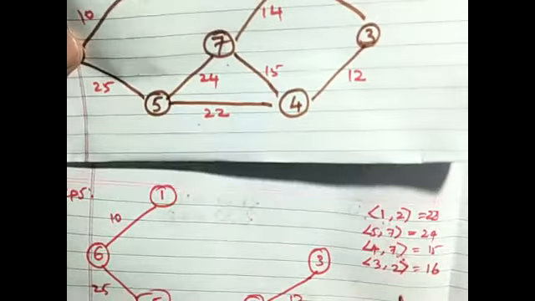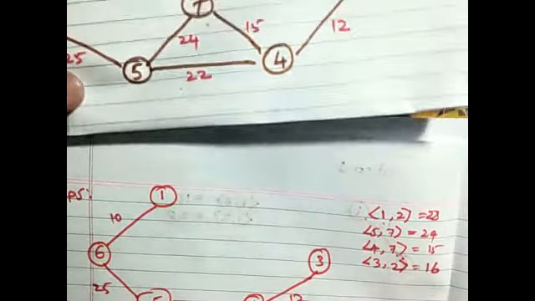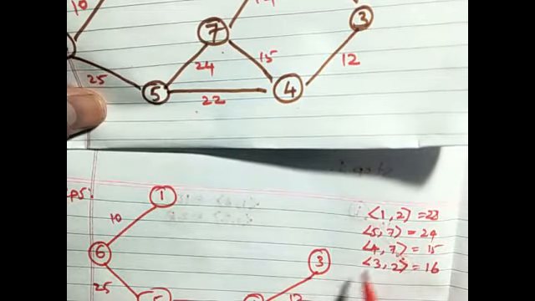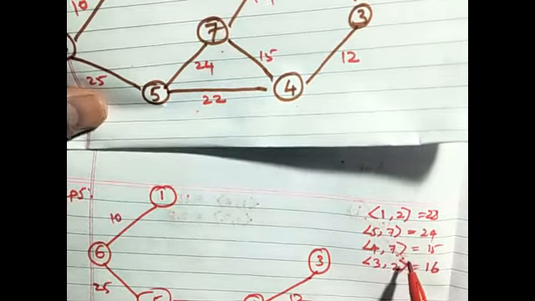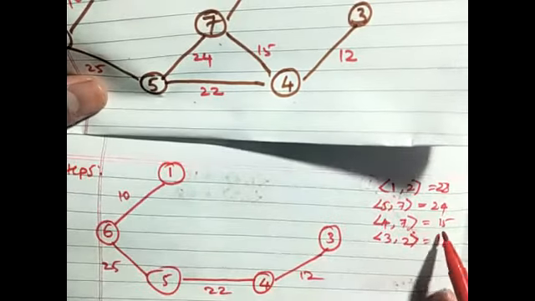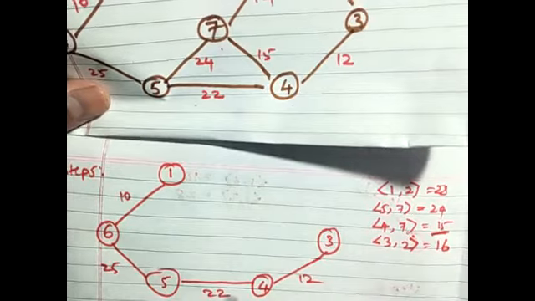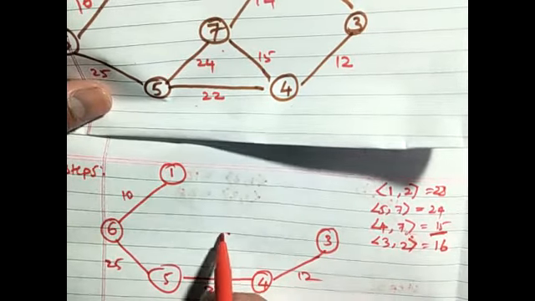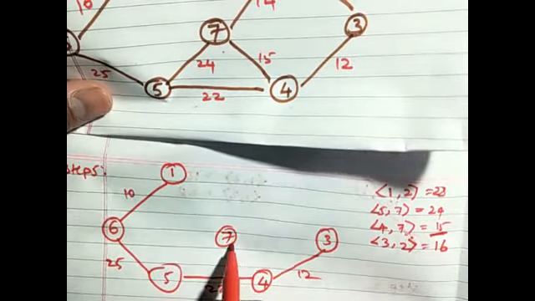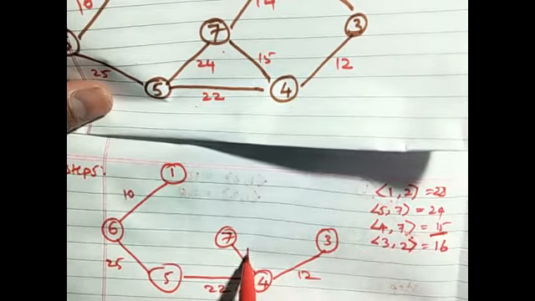Okay. Now, here we have got 4 different possibilities. Out of these 4, the minimum cost is what? This one, that is 15. That is from 4, I can reach 7. So now here, the vertex 7, and between 4 and 7 is going to be 15.